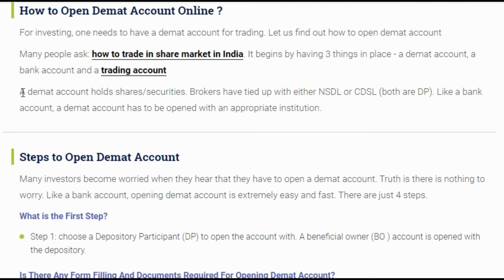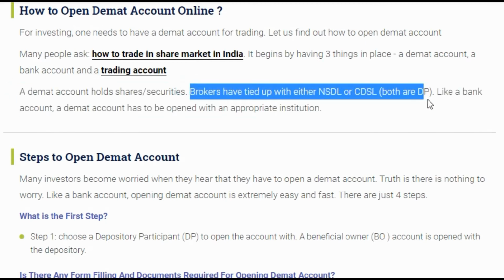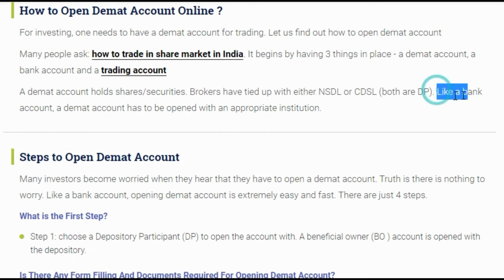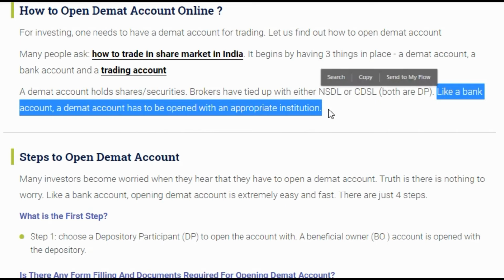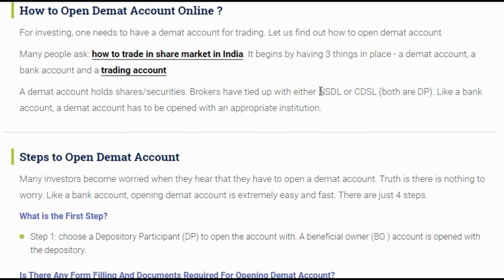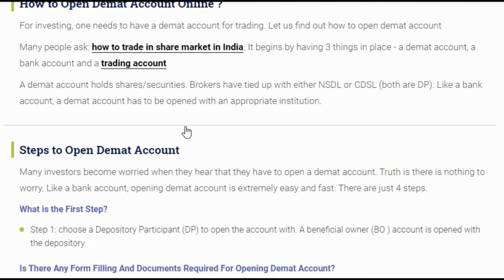So a Demat account holds shares and securities. Brokers have tied up with NSDL or CDSL. Both are depository. Like a bank account, a Demat account has to be opened with an appropriate institution. So NSDL and CDSL are the two depository participants. And brokers, these are the companies through which you can open your Demat account. Okay. Now you must have heard about many of these brokers, but depositories are only two. These are the platforms through which you will get your Demat account.